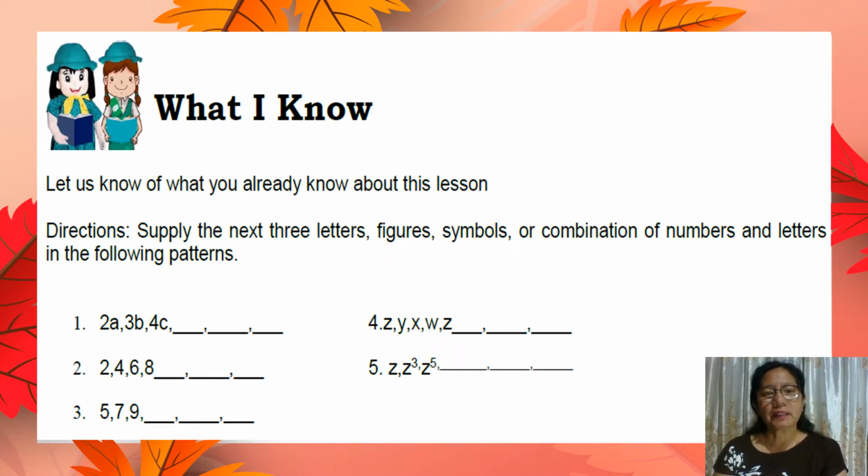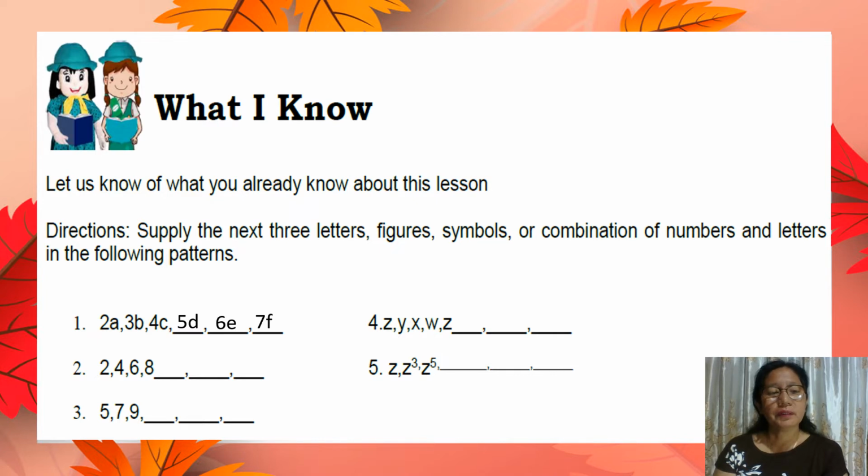Okay, let me see if you can still remember this topic. You are going to supply the next three letters, figures, symbols, or combination of numbers and letters in the following patterns. Number 1 is a combination of numbers and letters. The numbers are in ascending order: 2, 3, 4. So the next should be 5, 6, and 7. Letters are A, B, C. So the next three letters are D, E, F. Therefore, on the first blank, it is 5D, 6E, and 7F.